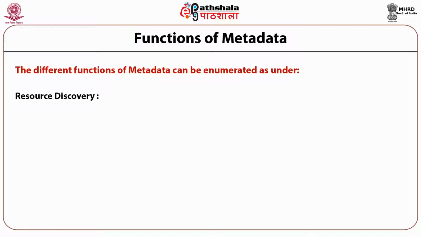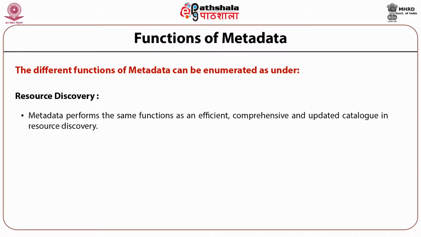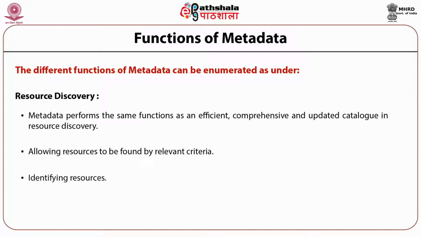What are the different functions? First is resource discovery, one of the first functions. Metadata performs the same function as an efficient, comprehensive and updated catalog in resource discovery. What is the use of a catalog in a library? Catalog is a mirror of the library. It is a key to the resources of the library, and the catalog reveals what documents and resources are available in this library. Likewise, metadata performs the same function as an efficient, comprehensive and updated catalog, as we use in the library, in resource discovery. It allows resources to be found by relevant criteria, and to identify resources.